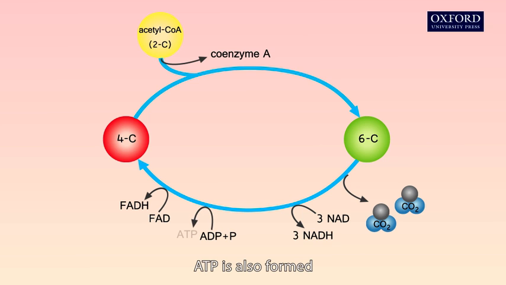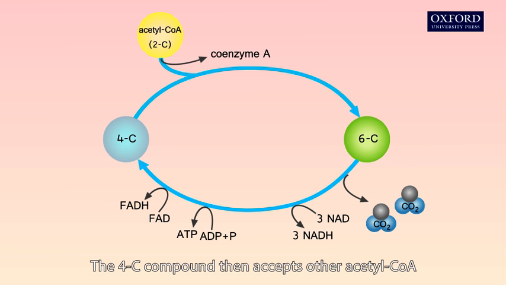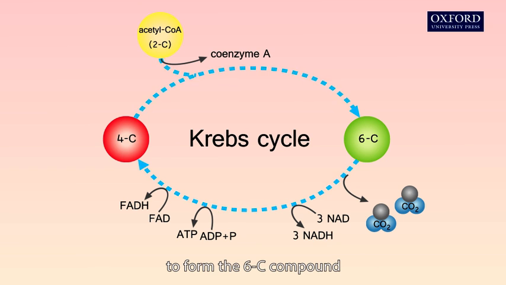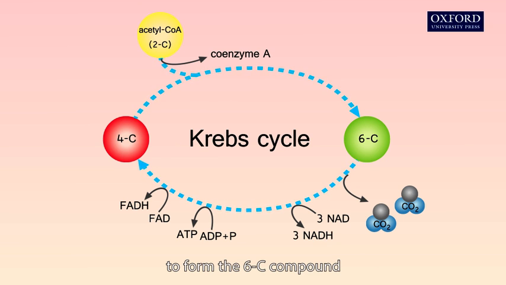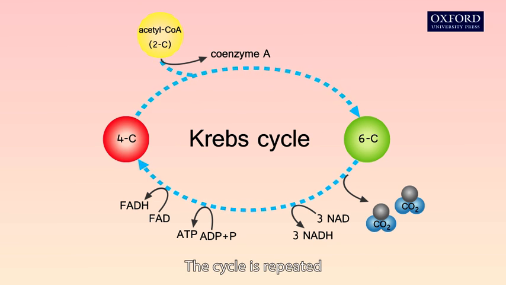ATP is also formed. The 4-carbon compound then accepts other acetyl-CoA to form the 6-carbon compound. The cycle is repeated.